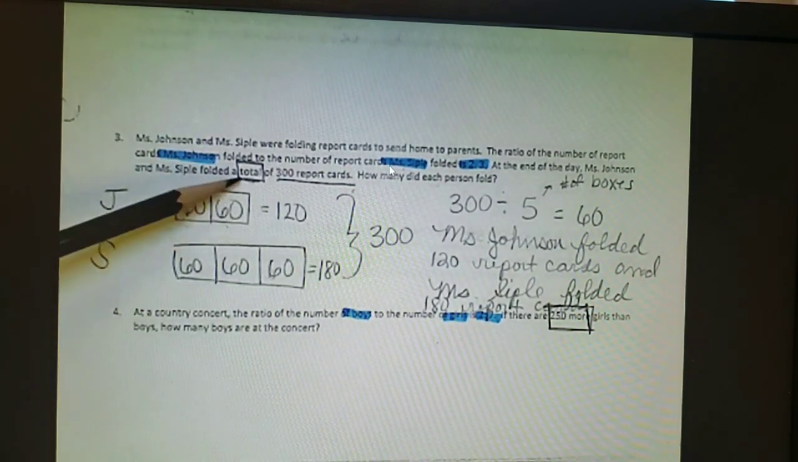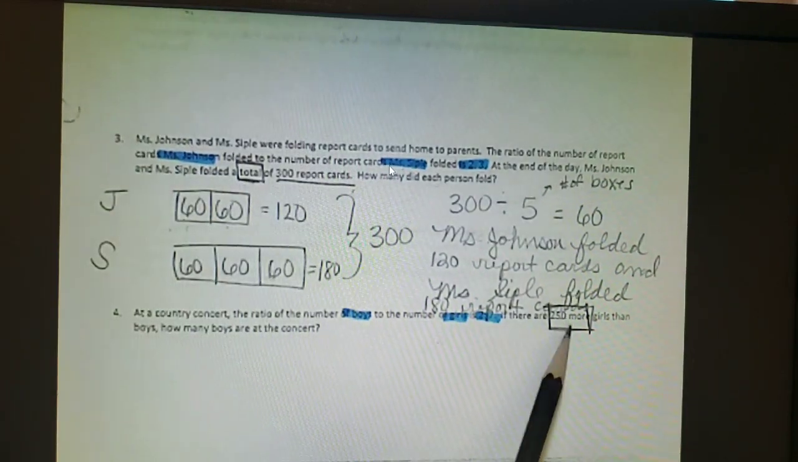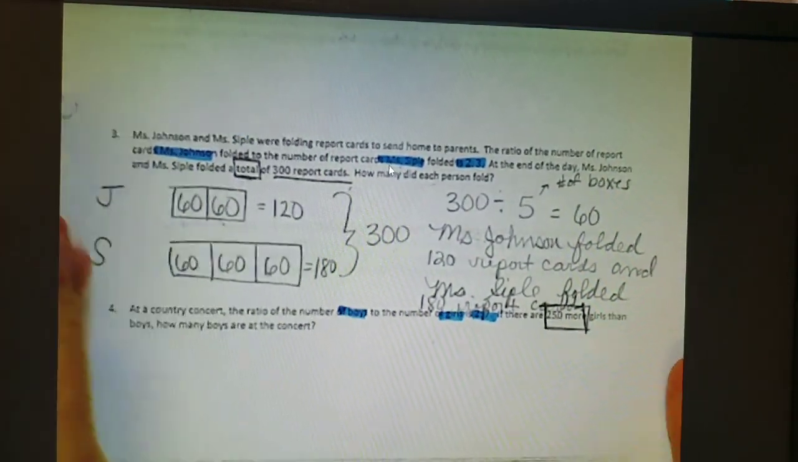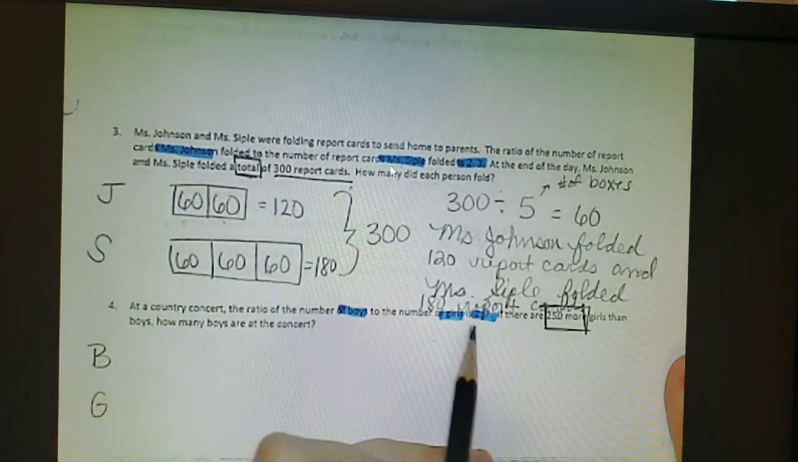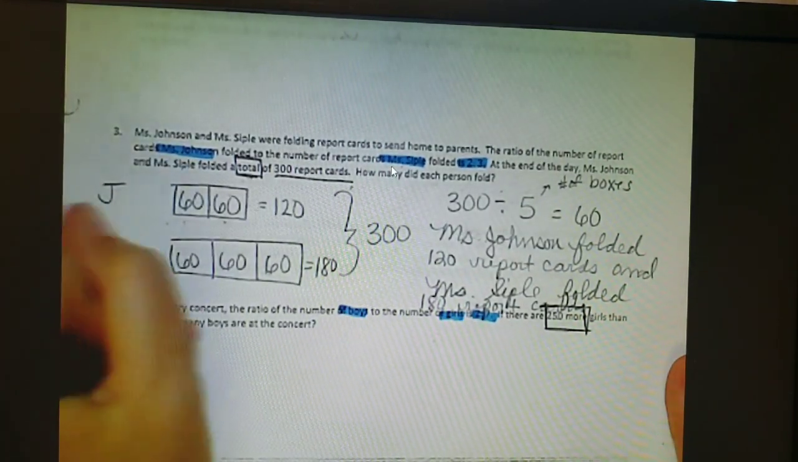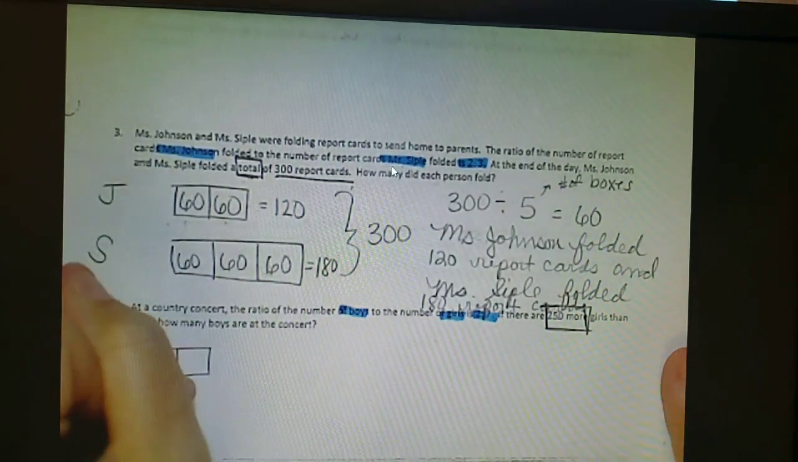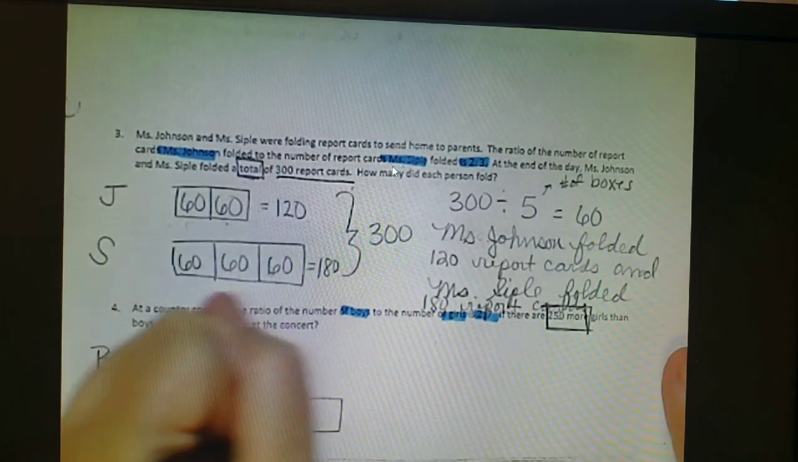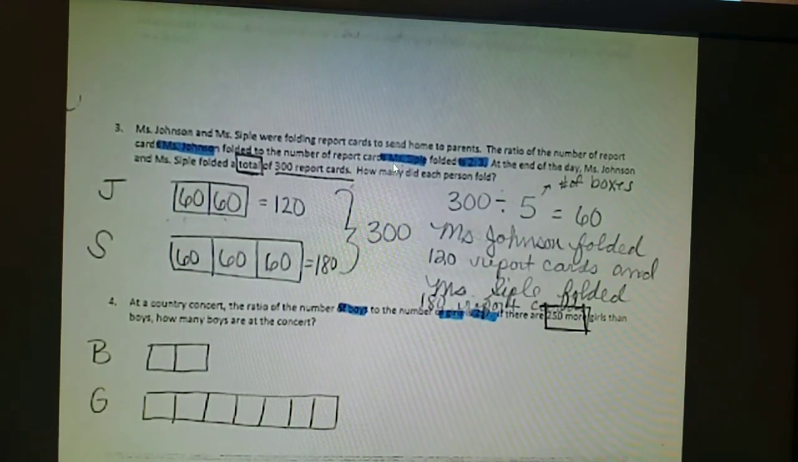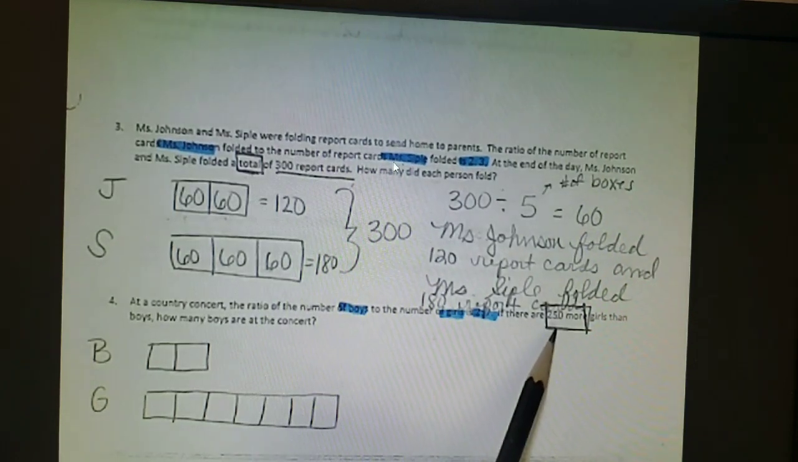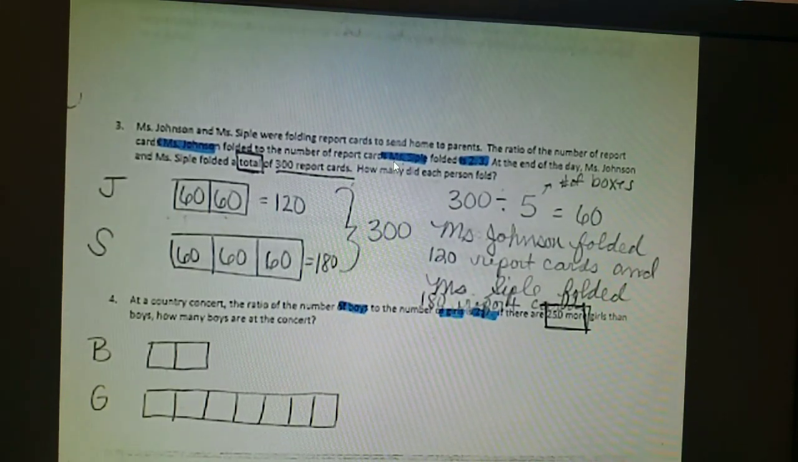Remember, in the last one, it was a total. In this problem, it's a more problem. So we're going to do boys to girls. The ratio is 2 to 7. Boys was first, so they get 2. And the girls are 7, and they were second, and 7 is second in the ratio. If you look, we obviously have more girl boxes than boy boxes, so that makes sense that there are more girls than boys.